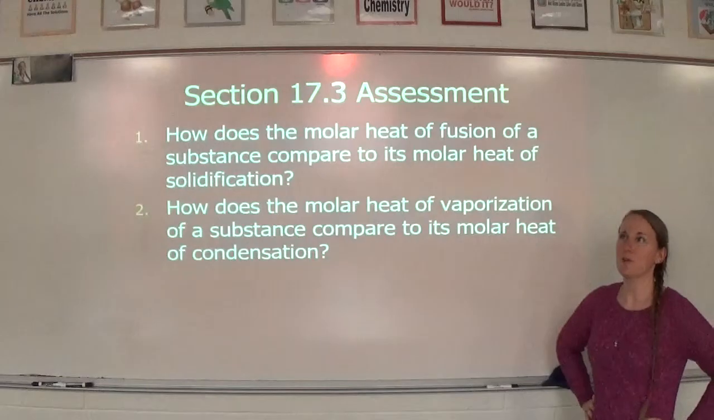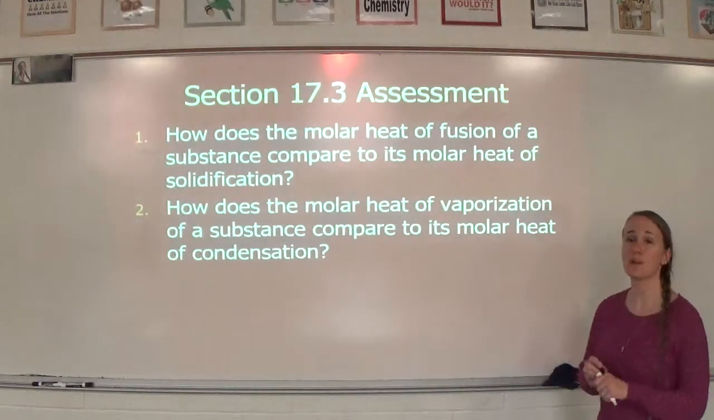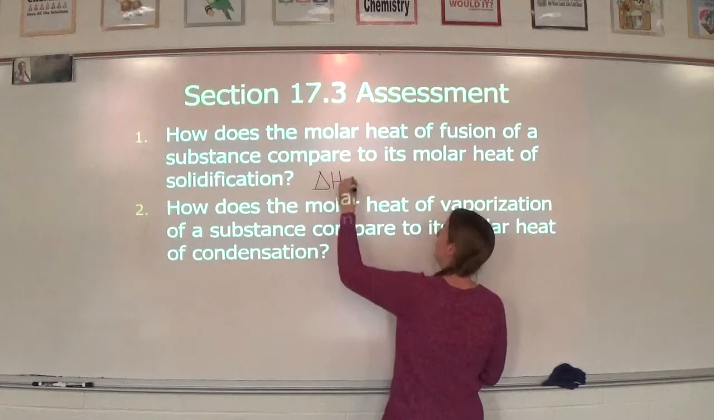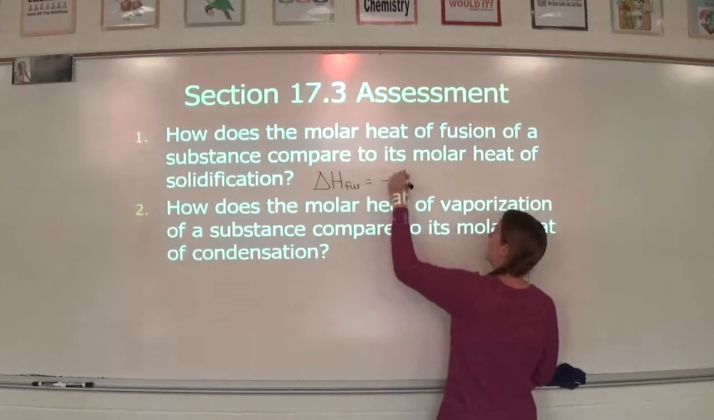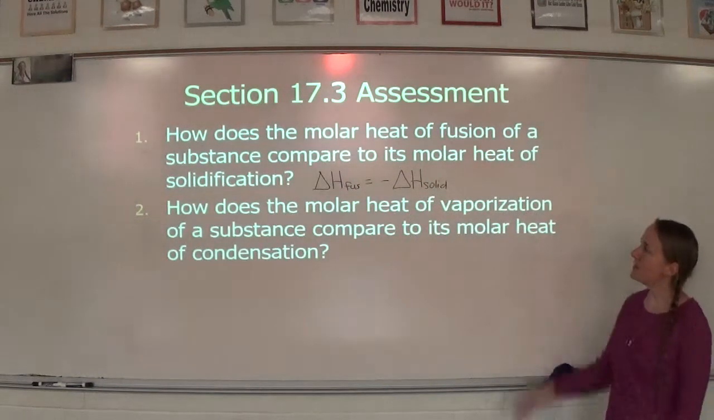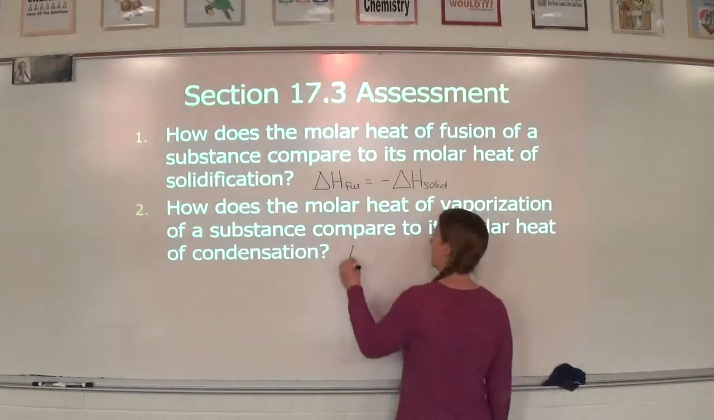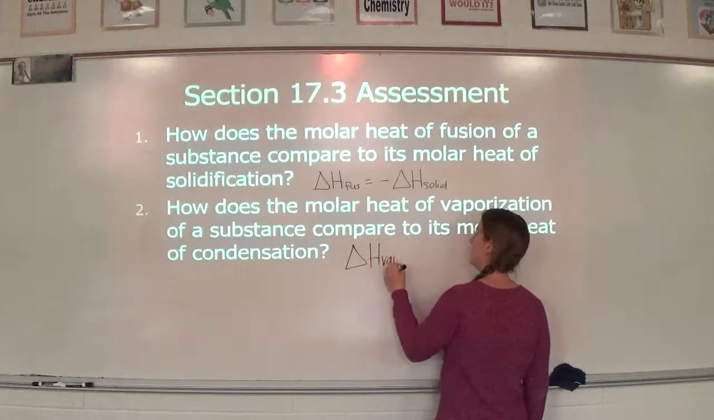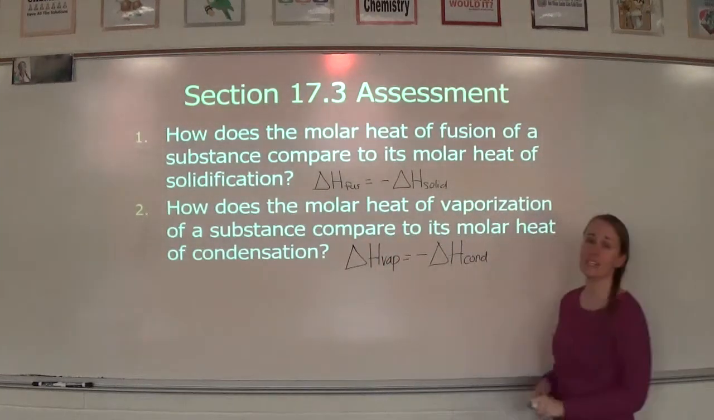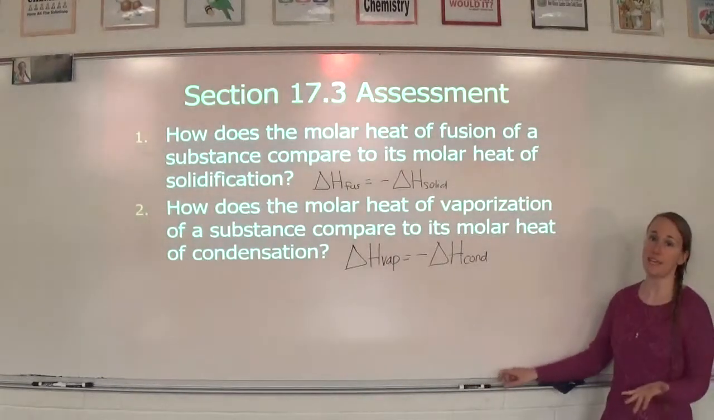Alright, section assessment. Whew, we're there. How does the molar heat of fusion of a substance compare to the molar heat of solidification? Remember, they're opposites. So the delta H of fusion is the negative delta H of solidification. Alright, and then how does molar heat of vaporization compare to molar heat of condensation? Well, again, they're opposites. So your delta H of vaporization equals the negative delta H of condensation. Remember, two opposite processes will involve the same delta H with a different sign.